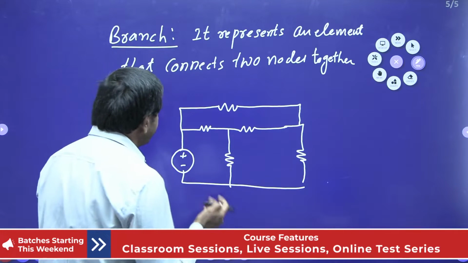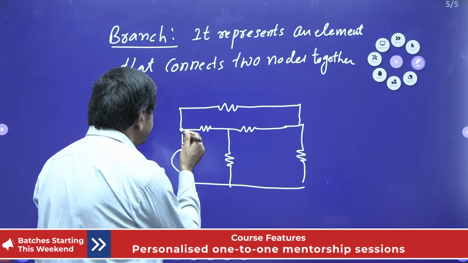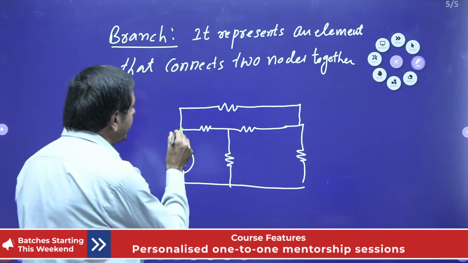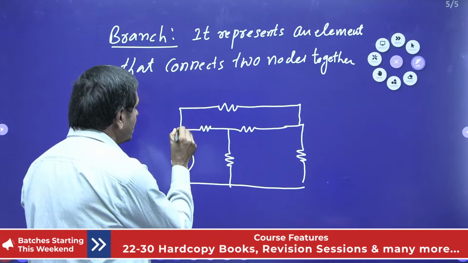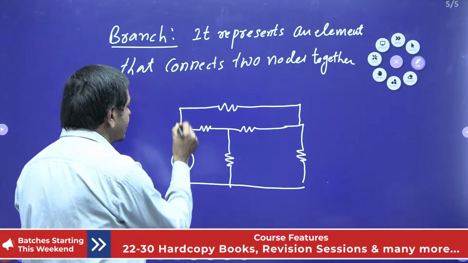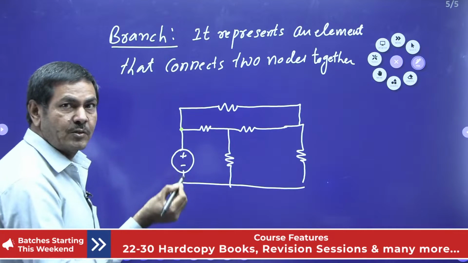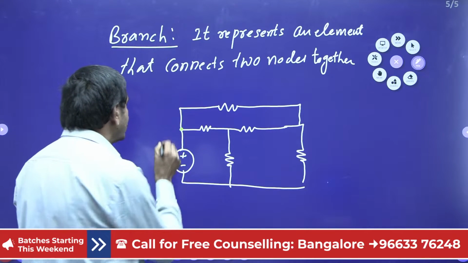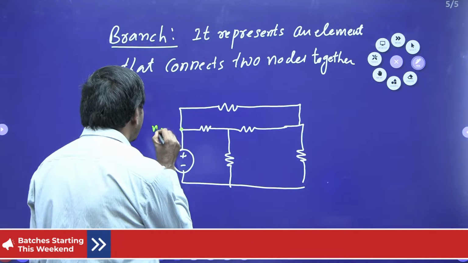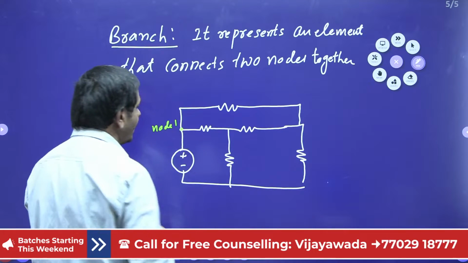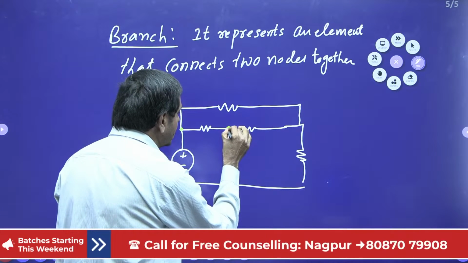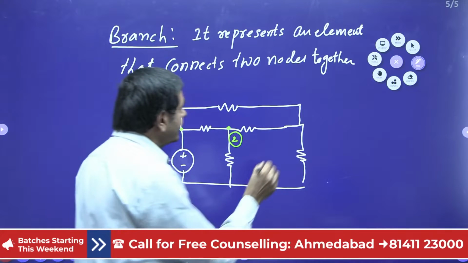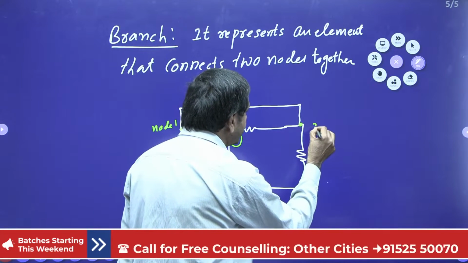This is to be taken as one node. This point is to be taken as one node only. This is connected to how many elements here? Source 1, one more resistance, one more resistance. Two or more elements connected at any point is called a node. The first node we are going to have here. Node 1. This becomes one more node, the second node. And I can take this also as one more node, the third node.